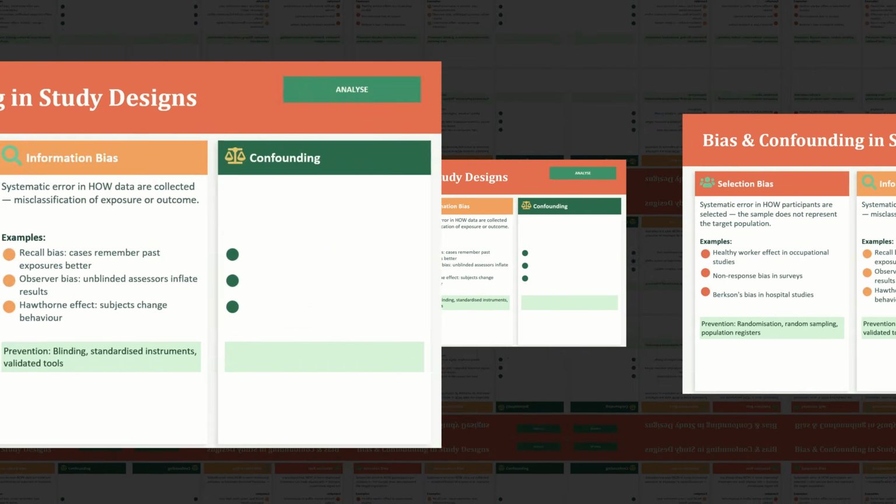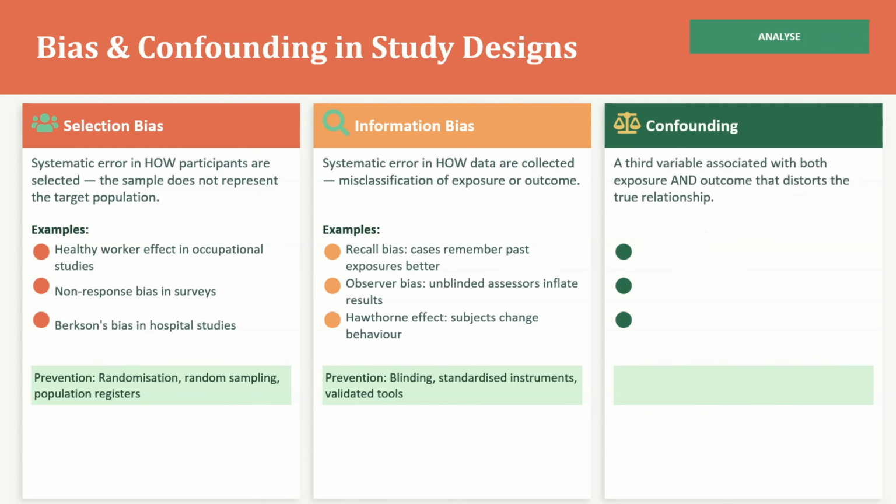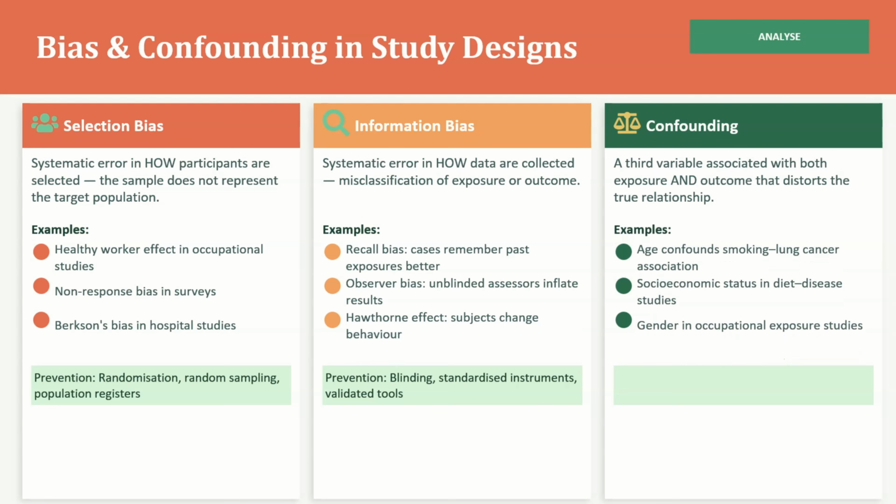Third, confounding. This is a third variable that messes up your results. It is linked to both exposure and outcome. Example: age confounds smoking and lung cancer. Older people smoke more and also get more cancer. So, is it smoking or age? You must separate them. How to prevent confounding? Use randomization, matching, stratification, or statistics.